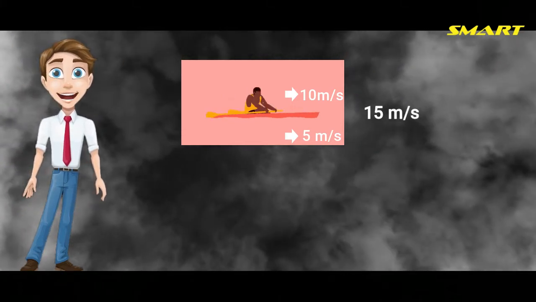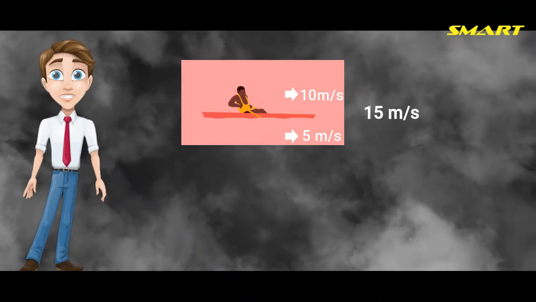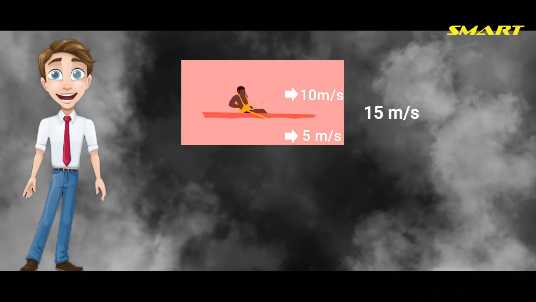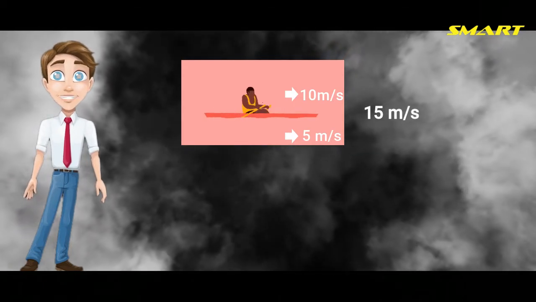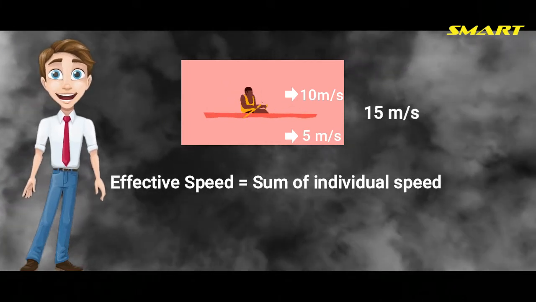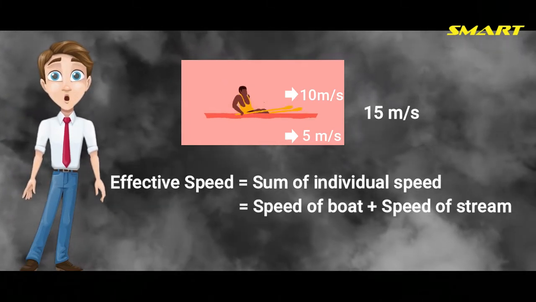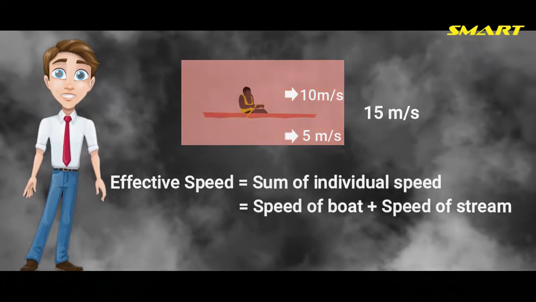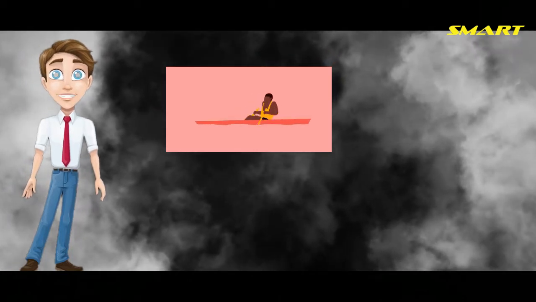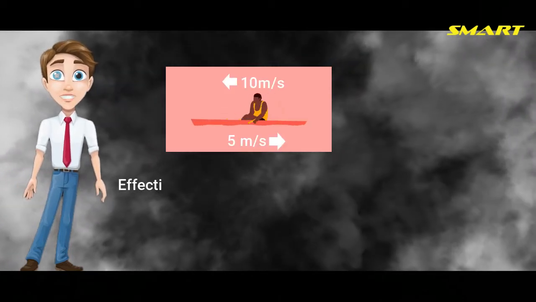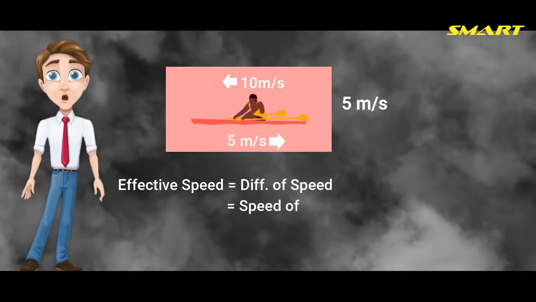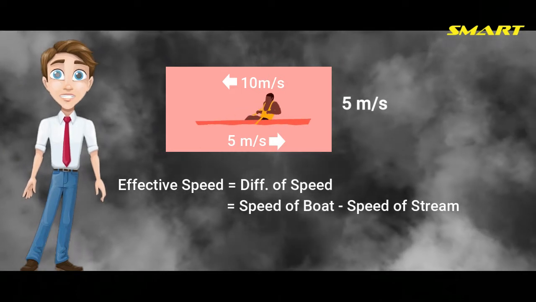Here we can find there is a contact between boat and stream. So here we want to consider effective speed. And since boat and stream are traveling in the same direction, effective speed will be equal to the sum of individual speeds. And for this case, it is equal to speed of boat plus speed of stream. Similarly, if boat and stream are traveling in opposite directions, effective speed will be equal to the difference of speeds, which means speed of boat minus speed of stream.